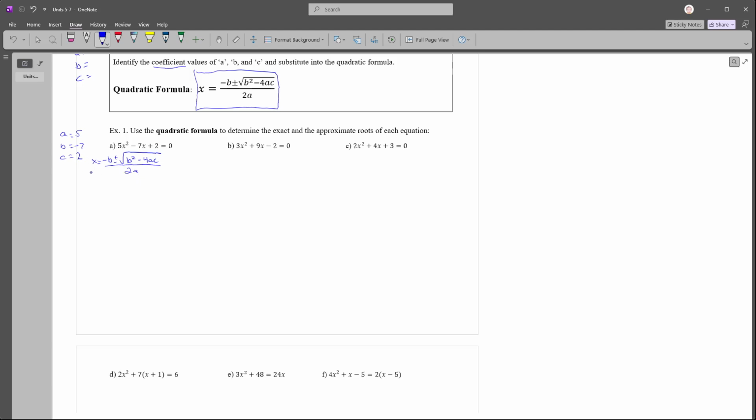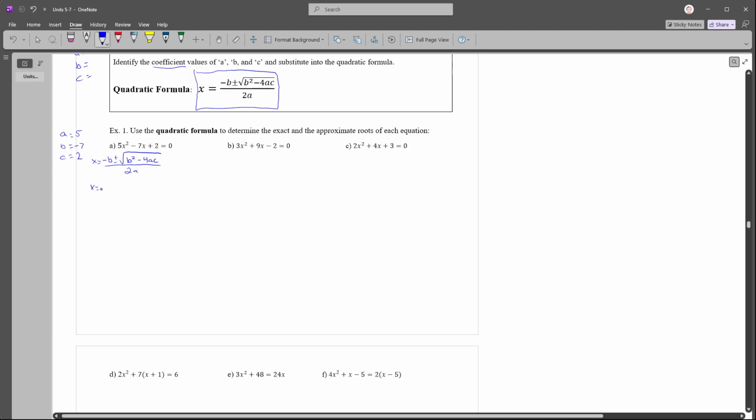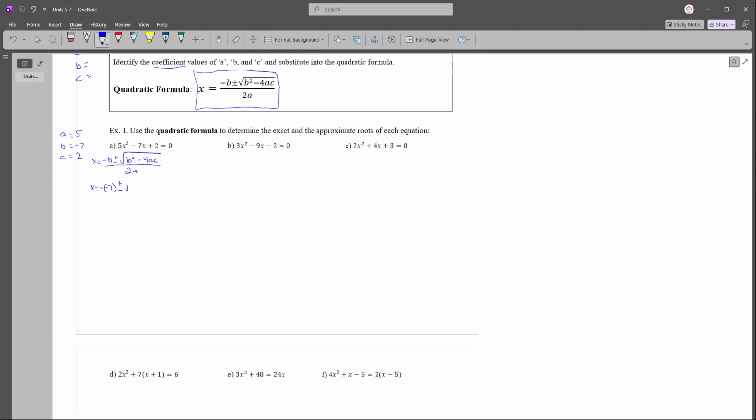Now let's try substituting everything we got. We're trying to solve for x, so we don't touch that. x is equal to negative b, negative 7. I'll put the whole thing in here, but normally you're probably just going to write positive 7. Okay, plus or minus the square root of b squared, negative 7 squared, minus 4 times a, which is 5, times c, which is 2. Now I'm going to finish off that square root. And the whole thing is over 2 times a, which is 5.